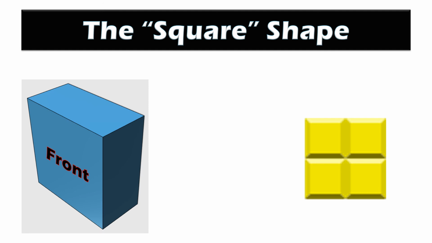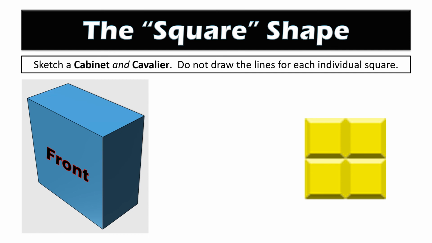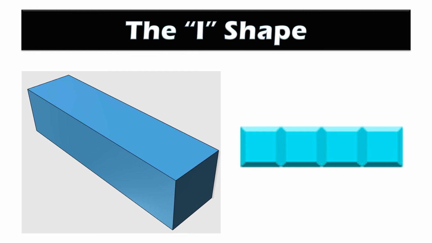And that's the front view. This is the front view. These are all showing the front view. Sketch a cabinet and Cavalier. Do not draw the lines for each individual square. You could pause the video and do your sketch here if you would like. There's also the I shape. Again, don't draw these lines. Make it look like a continuous shape. This is to show you that it's 4 long and 1 deep.